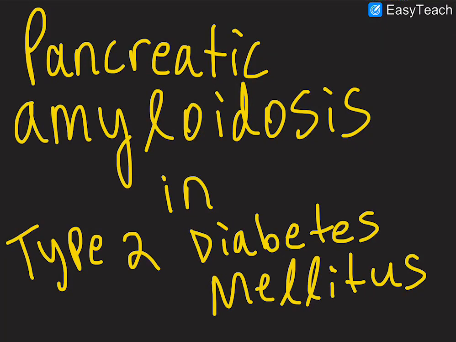And in this video, we're going to be talking about pancreatic amyloidosis in type 2 diabetes mellitus. Okay, so let's go and get started. So far, we've talked about senile cardiac amyloidosis and we've talked about familial amyloid cardiomyopathy. Okay, so those are all relating to amyloid deposits in certain tissues. In pancreatic amyloidosis and type 2 diabetes mellitus, we have amylin deposits.